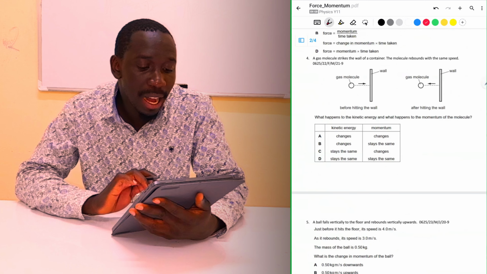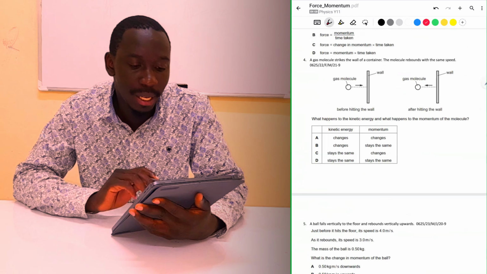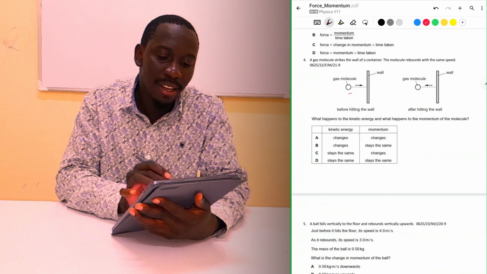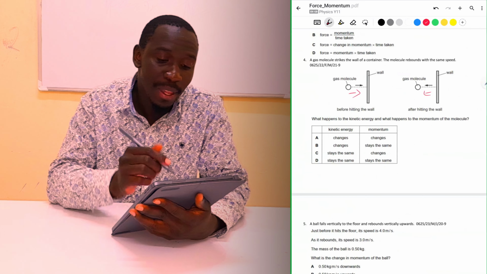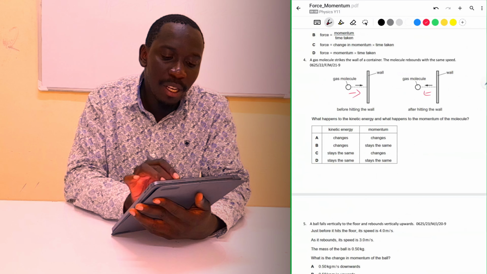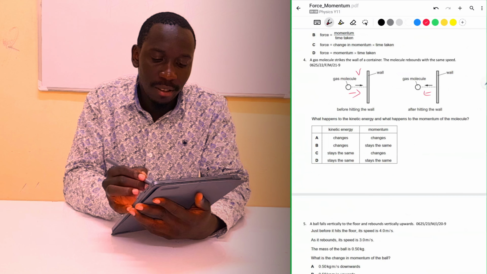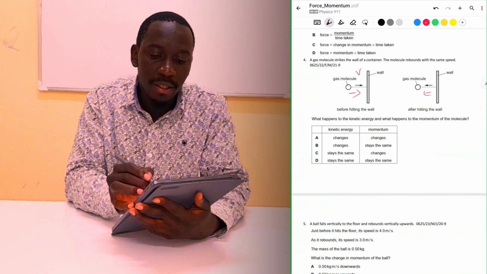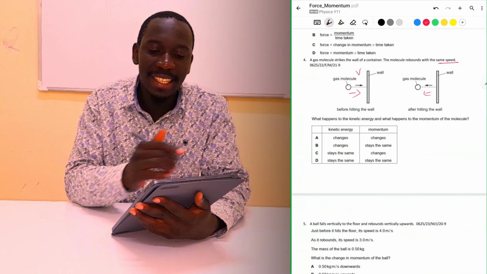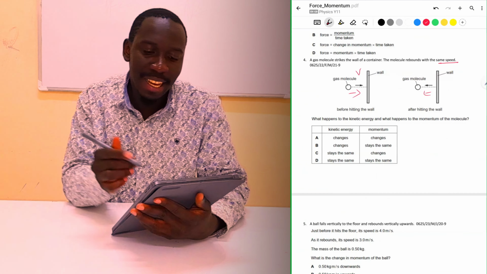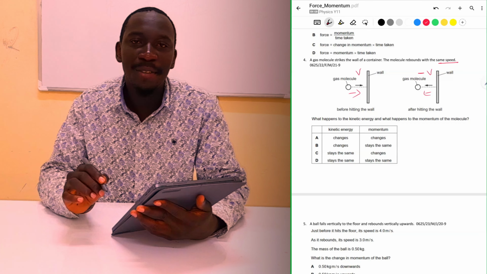Number 4, a gas molecule strikes the wall of a container. The molecule rebounds with the same speed. So this is the initial, and then it goes. When you see a question like this, be very careful. If the body is moving with a speed of v, when it rebounds, it is rebounding with the same speed. But because you're talking about velocity, speed is just the magnitude of the velocity. That means the direction of this velocity will change, so it will be negative v.